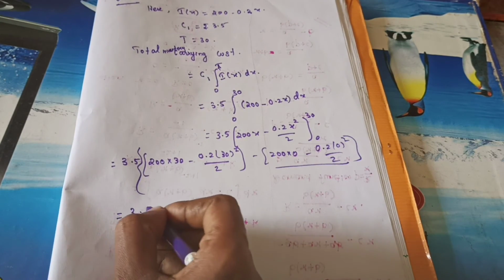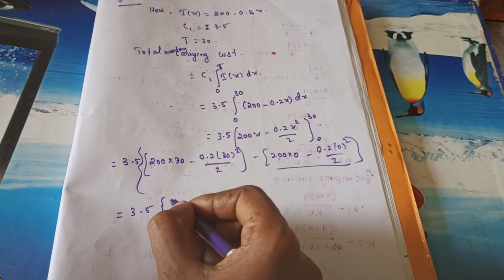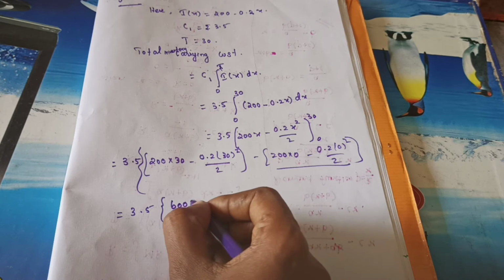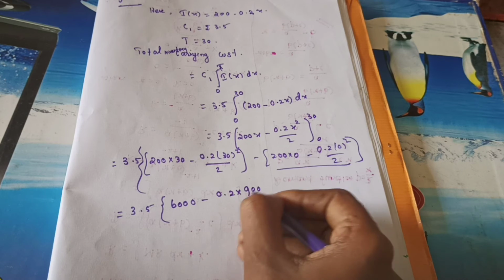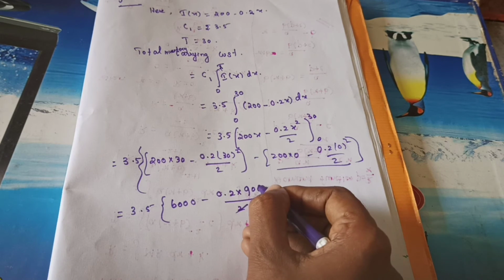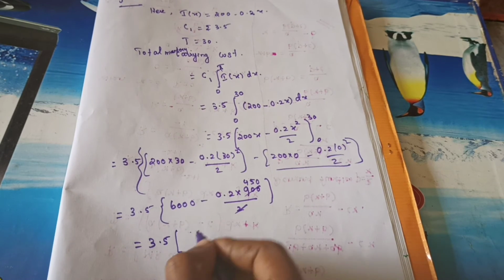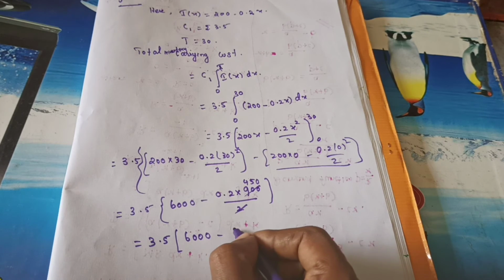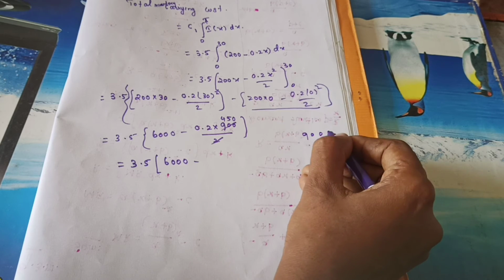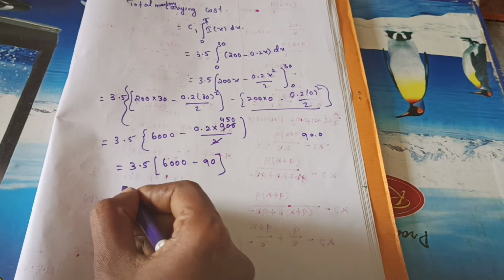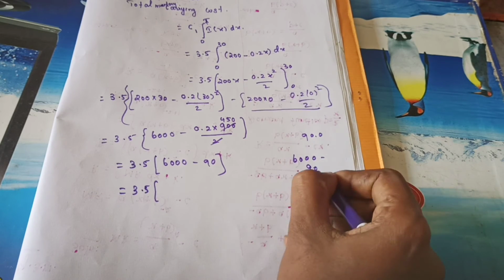The balance is 3.5 into, if we multiply 200 into 30, you will get 6,000, correct? Minus 0.2 into 30 square means 900 divided by 2. You can cancel from here to here. You will get 450. So that's equal to 3.5 into 6,000 minus 0.2 into 450. So you will get 90. So 3.5 into 6,000 minus 90.